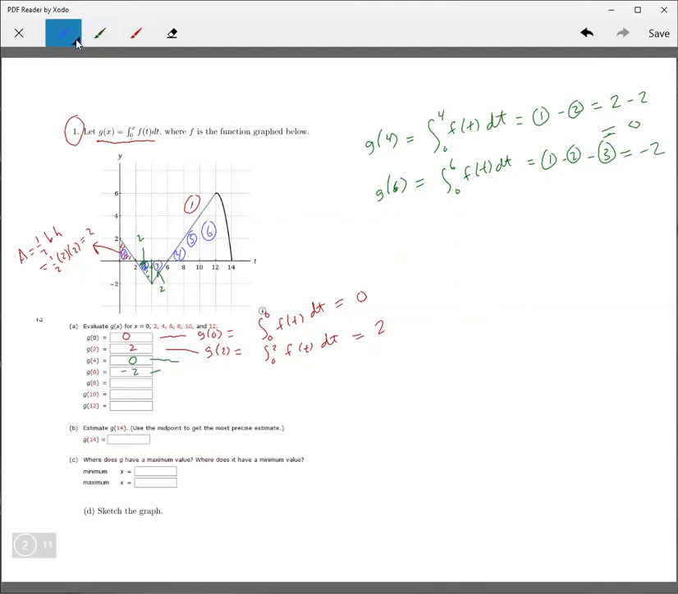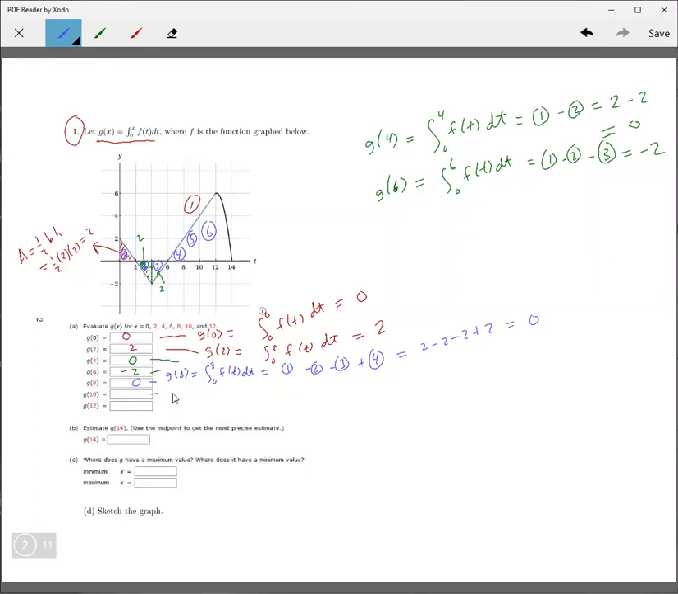Now we have g of 8. Okay, so that's going to be integral from 0 to 8. And 1 minus 2 minus 3, and then it's going to be plus 4. This area here. So that's going to be 2 minus 2 minus 2 plus 2, which is 0. Okay, so g of 8 is going to be 0.